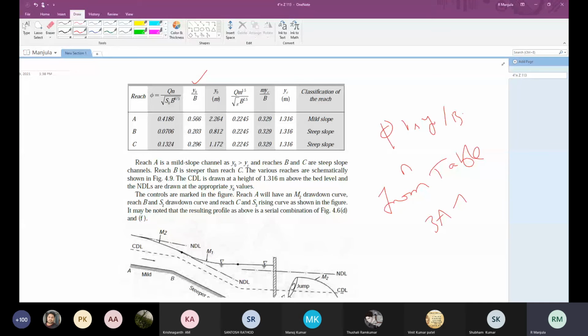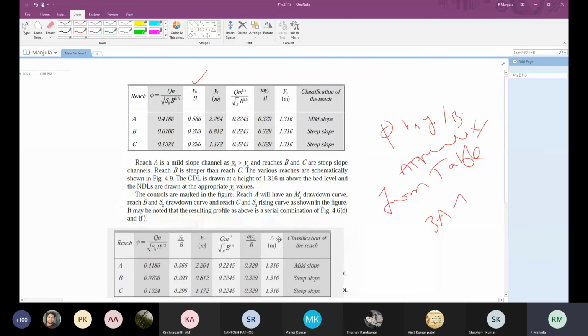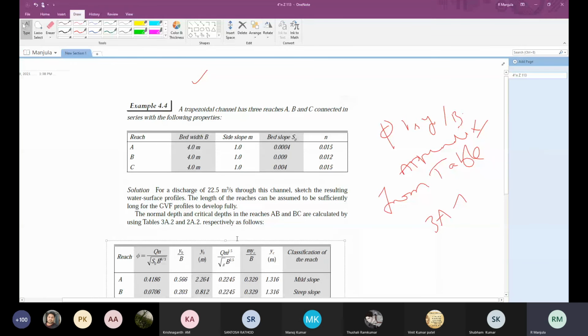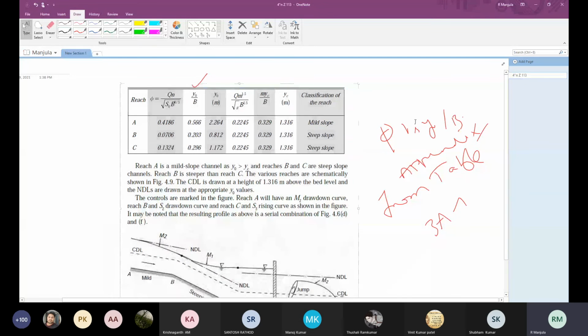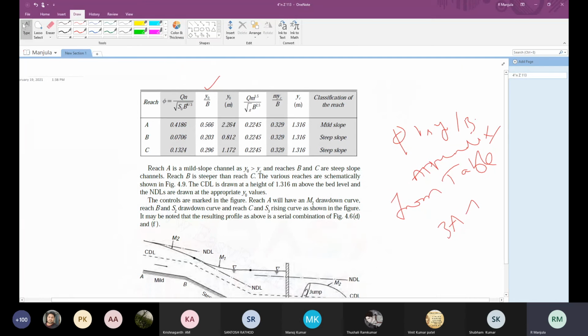From the appendix, it is available in the book itself. We can refer to this and find the value of Y naught by B. Now B, the width of the channel, is known to you. The bed width is 4 meter, and you multiply it to get the values of Y naught.